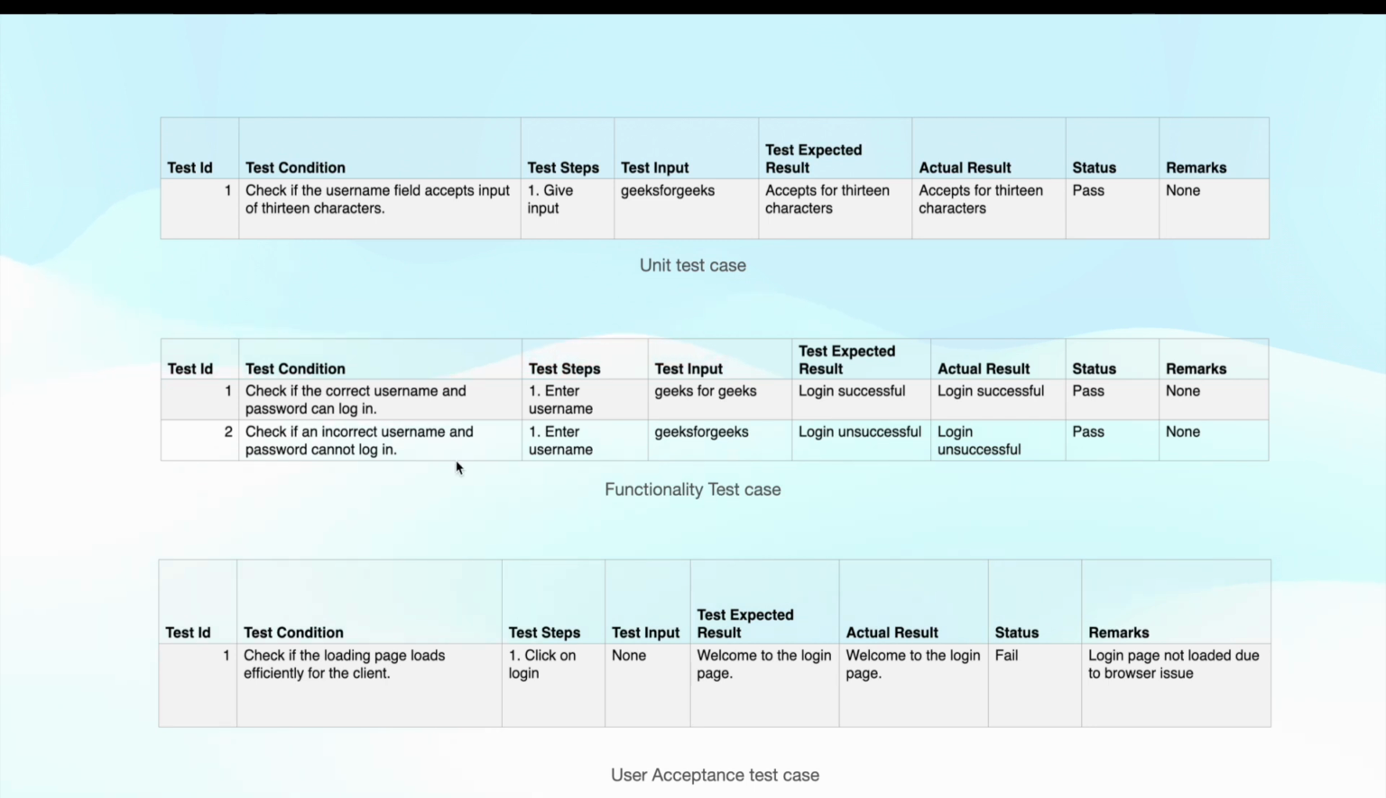For a functionality test case, how will we write it? We will be checking the functionality of username and password and clicking on login. Then it logs in successfully, pass. And with an incorrect username and password, it should be login unsuccessful. So this test case is also pass.